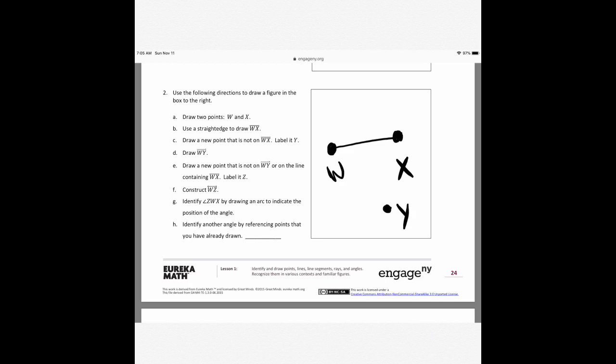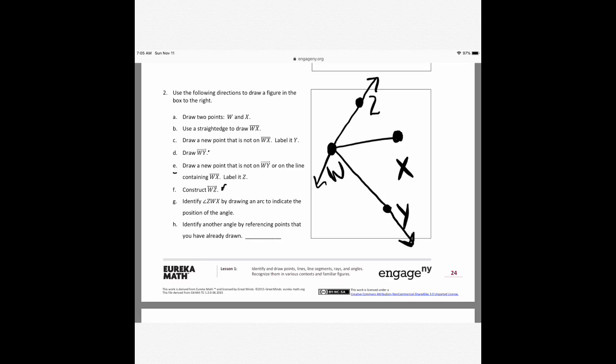And then it says draw ray WY. And so that's showing it goes on forever in one direction. So I'm going to connect W to Y, and then I'm going to extend my arrow past Y. Part E says draw a new point that is not on ray WY or on the line containing WX. So I'm going to label that Z. So I'm just going to pick another spot that's not on either one of these line segments or rays. So I'm going to do it up here. And then it says construct line WZ, which means that it goes on forever in both directions. So you really got to pay attention to the notation on the top. So I'm going to do it in both directions.